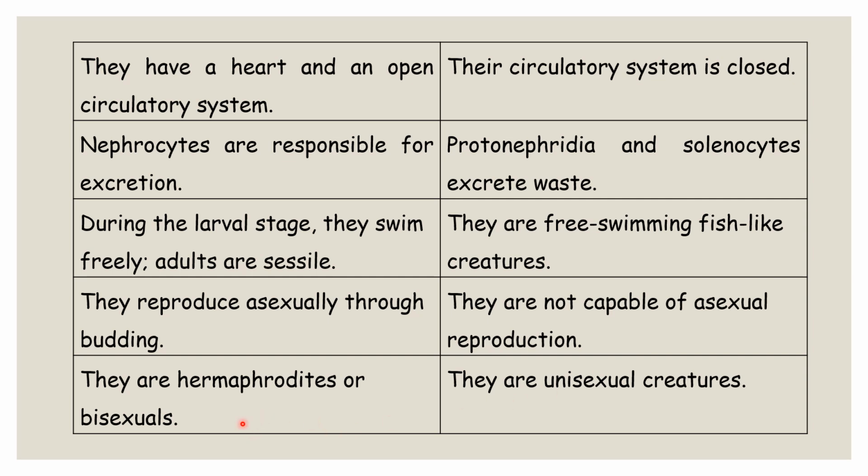Urochordates are hermaphrodites or bisexual. On the other hand, cephalochordates are unisexual in nature. So this is the total summary.